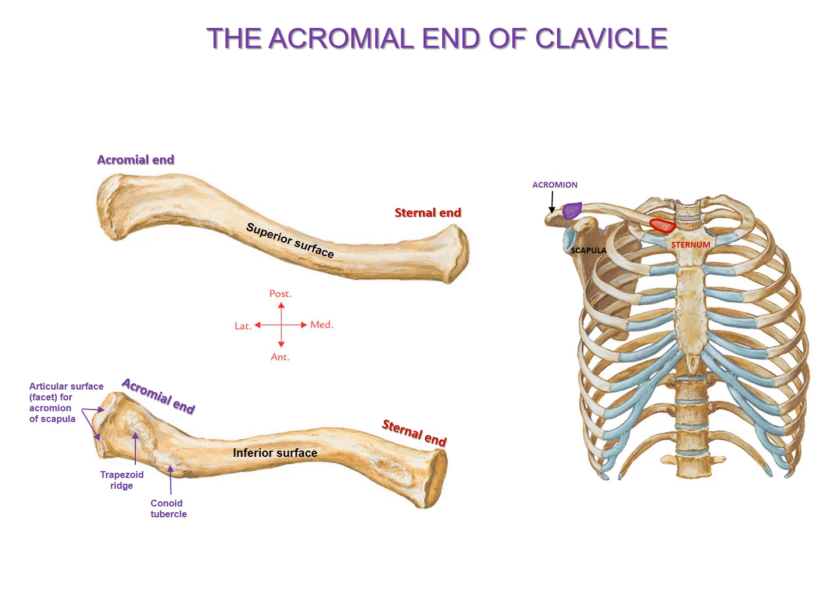The conoid tubercle is located on the inferior surface near the posterior border at the junction of the lateral 1/4 and medial 3/4 of the clavicle. The trapezoid ridge extends laterally from the conoid tubercle.